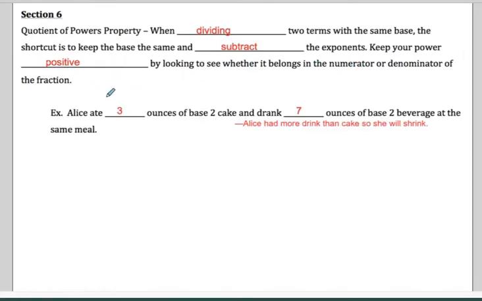For example, if Alice eats 3 ounces of base 2 cake and drinks 7 ounces of base 2 beverage at the same meal, Alice has more to drink, so she is going to shrink. Let's look at that as an exponent expression. So Alice having 3 ounces of base 2 cake, that is 2 to the 3rd power. And then Alice had 7 ounces of base 2 beverage.